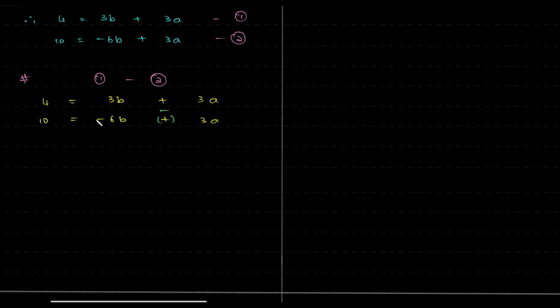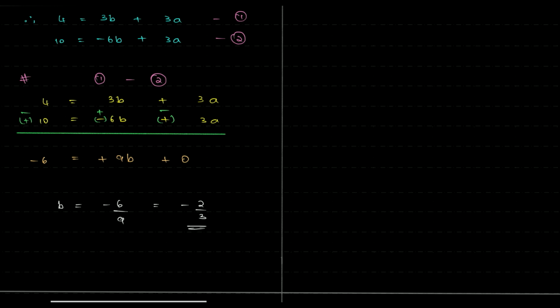Okay, if I do this, so we'll end up with minus plus minus. So this would be minus 6 is equal to plus 9b plus 0. So we have b is equal to minus 6 by 9. So minus 2 by 3. Right? So that would be b, and to find a we'll substitute in I think 1. Yeah. We can substitute in 1 only. So substitute b in 1.